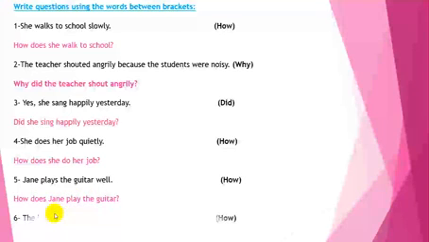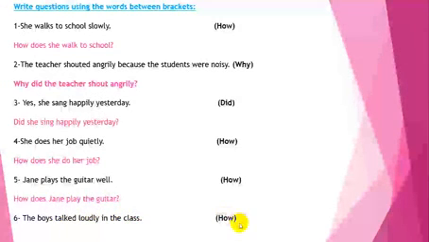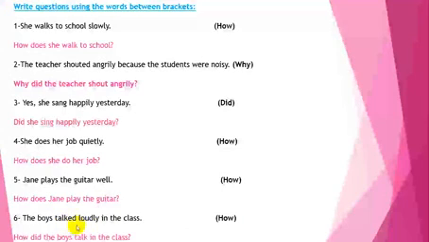Number 6 and the last one. The boys talked loudly in the class. I want to ask how, and that sentence is in the past simple, so you say how did, how did the boys talk in the class? They talked loudly. Good job, primary 5.